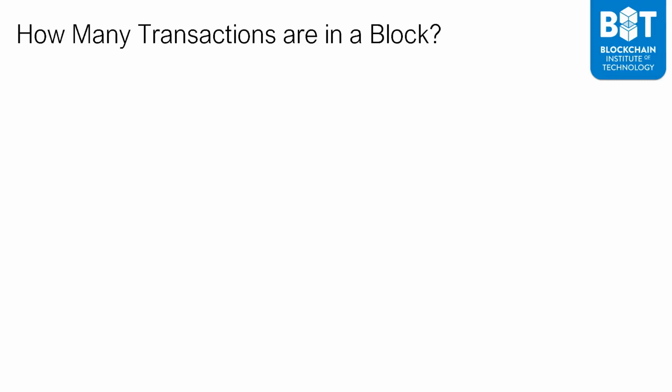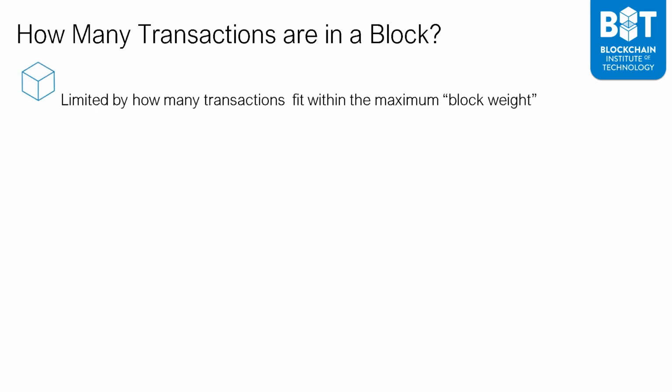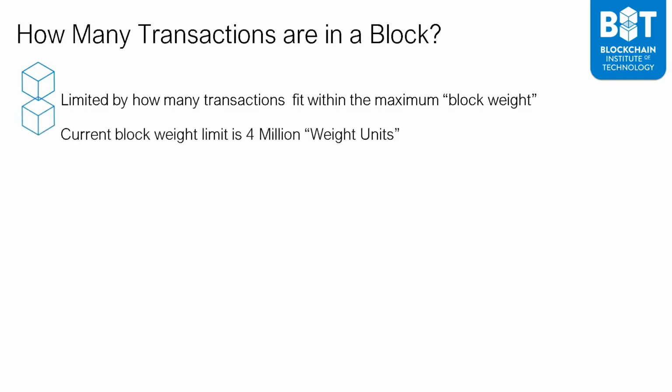As you will learn in this specific video, there are many transactions that can fit within a block, and that is limited by how many transactions will fit within what is known as the maximum block weight. The block weight within the Bitcoin blockchain is how you determine how big a block can be. Now, the current block weight limit is 4 million weight units.